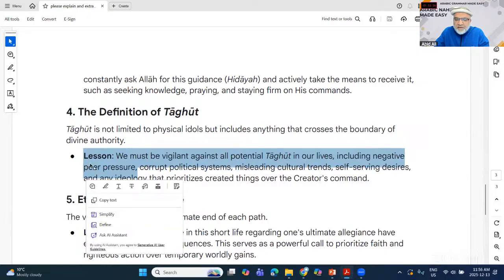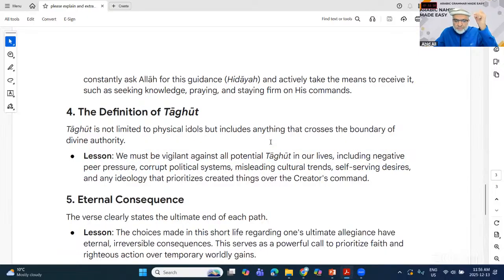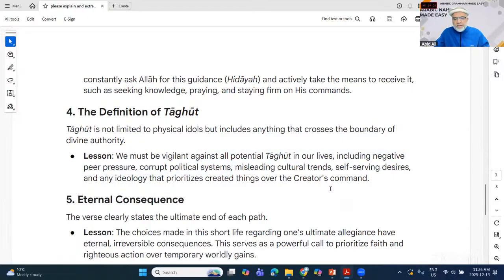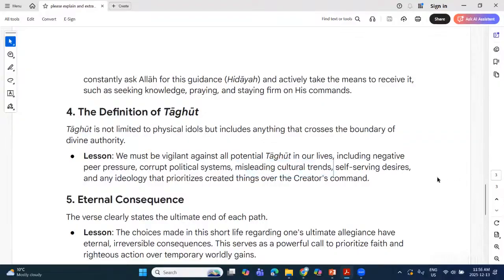Do we have negative peer pressure, especially the youth? Yes. And corrupt political systems. Do I have to say anything about that? All apparent. Misleading cultural trends. Do we have misleading cultural trends? Lots of them. Okay. Should I celebrate the birth of the Prophet? Should I not celebrate the birth of the Prophet? Okay.